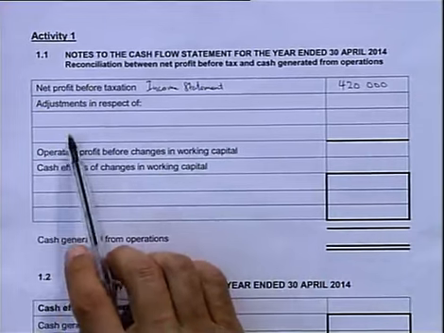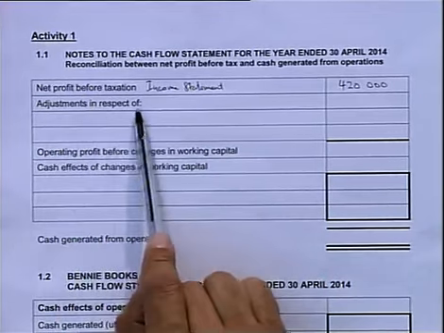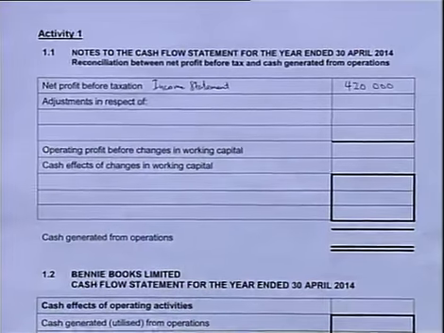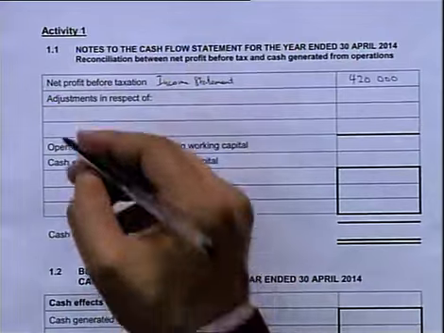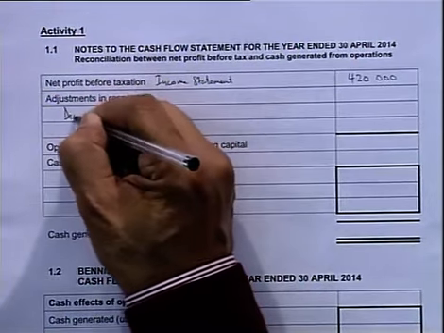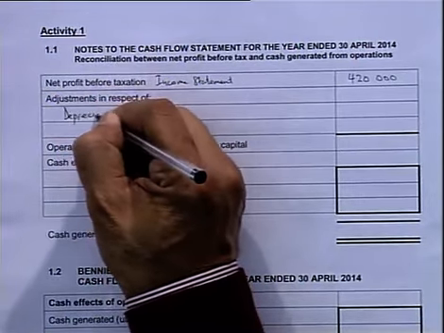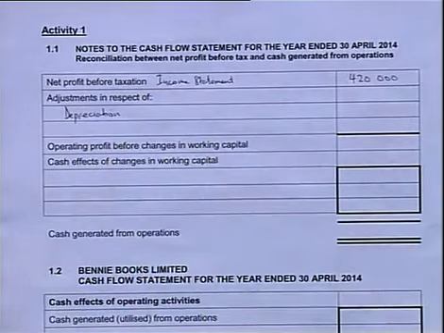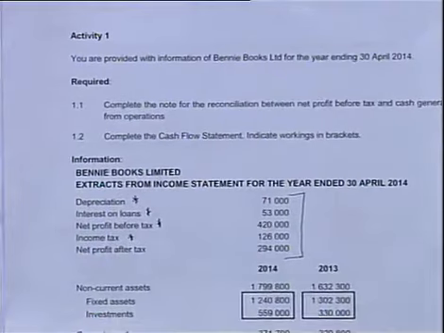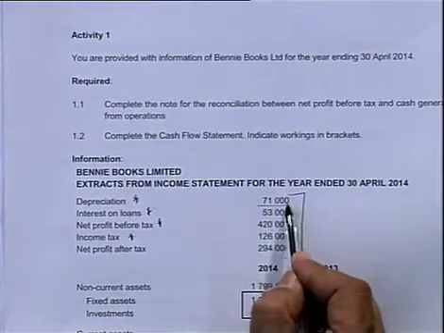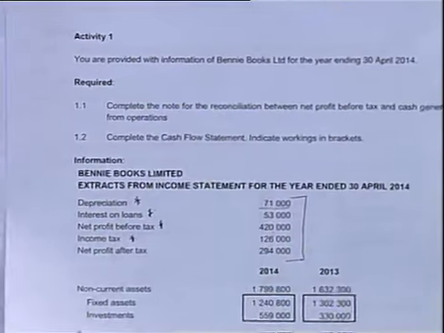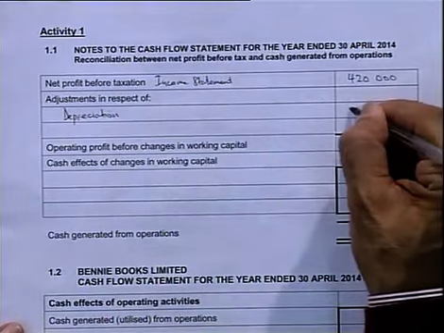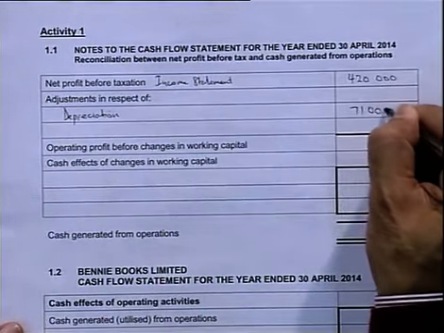Okay. The following line, it says adjustments in respect of. So this is where we have to write in those items that we marked earlier in the income statement. The first one is going to be the depreciation. That you'll also find in the income statement. And that depreciation figure is 71,000. That now includes the depreciation on vehicles and the depreciation on equipment. So it's 71,000.